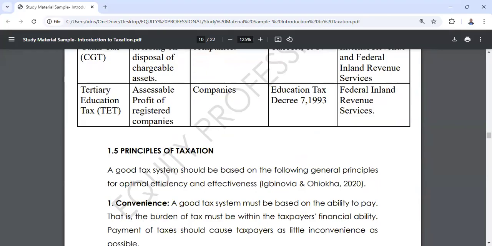Now, let's look at principles of taxation. Principles of taxation is otherwise called canon of taxation, C-A-N-O-N. That is the attribute of a good tax system. What are the canons of taxation? Number one, principles of convenience.